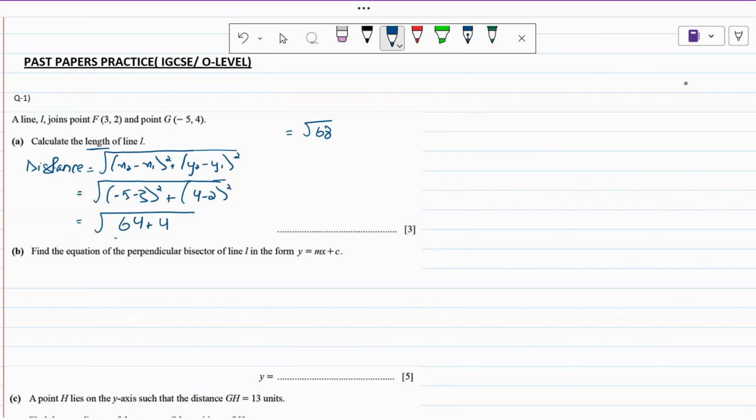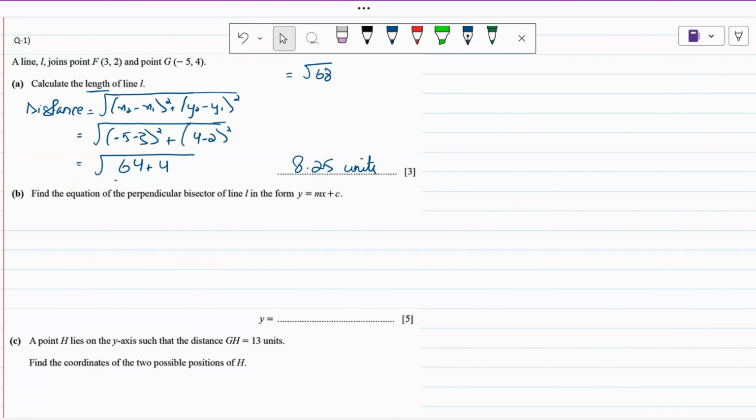So if the question says you have to give the answer in surd form, that would be the square root of 68. Otherwise, it would be 8.25, correct to 3 significant figures in decimals. 8.25 units.